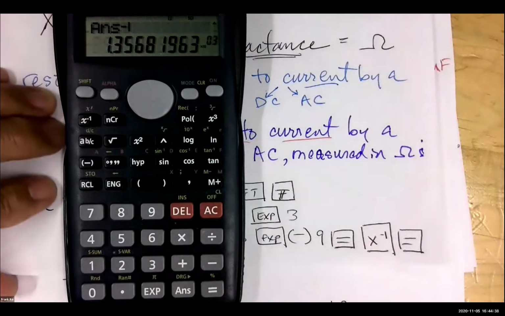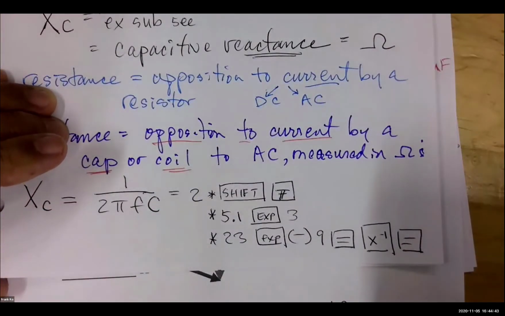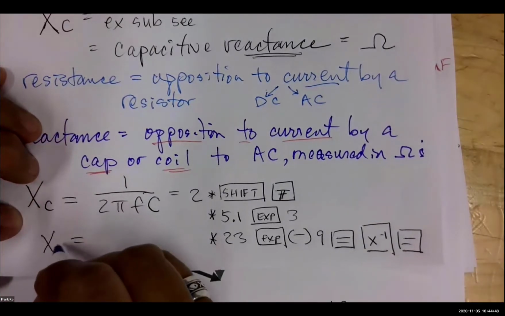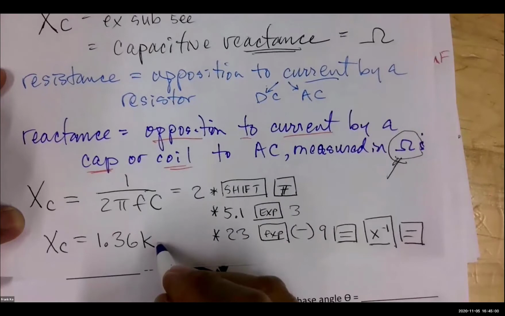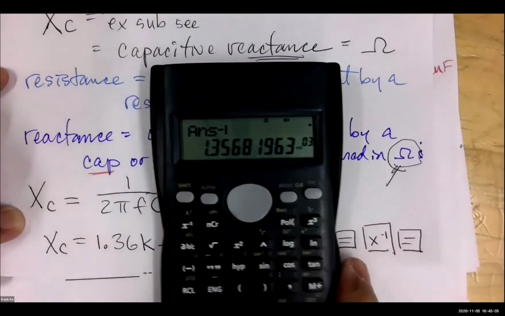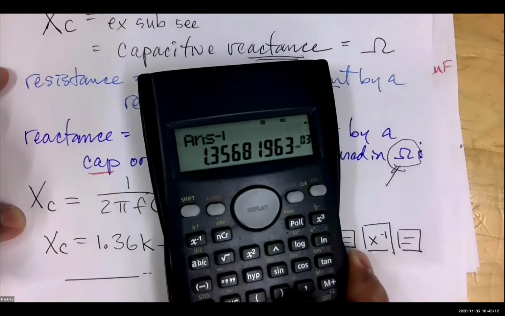And guess what? Does your calculator match mine for this answer? What is your calculated answer, Yusuf? 1.36 kilo. And reactance is measured in ohms, okay? So we would speak it as ohms, and that's what your calculator should show. My calculator here shows what you would round off to be 1.36 and 10 power of 3.